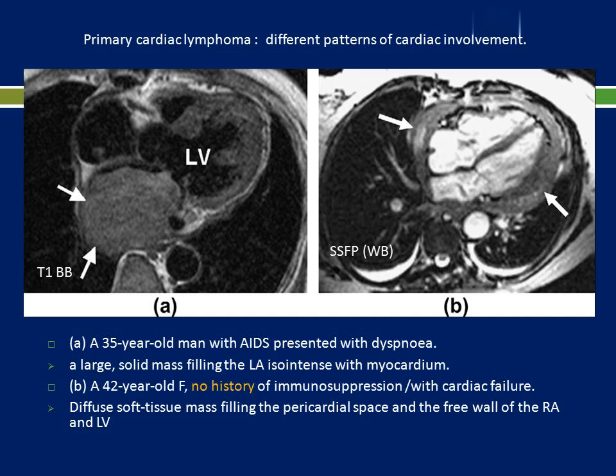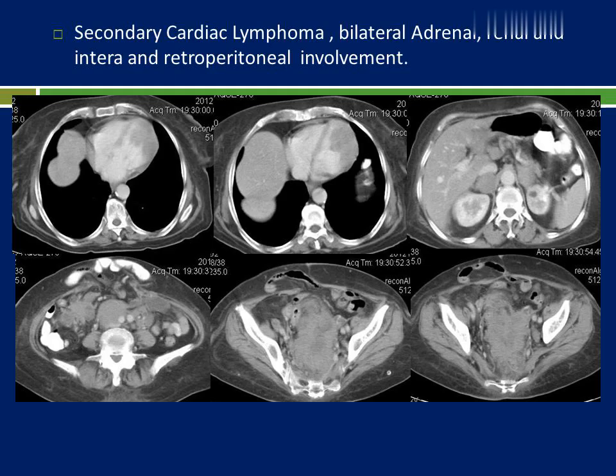SSFP, WB, T1BB. A, a 35-year-old man with AIDS presented with dyspnea: a large solid mass filling the LA, isointense with myocardium. B, a 42-year-old female with no history of immunosuppression, with cardiac failure: diffuse soft tissue mass filling the pericardial space and the free wall of the RA and LV. Secondary cardiac lymphoma, with bilateral adrenal, renal and intra- and retroperitoneal involvement.